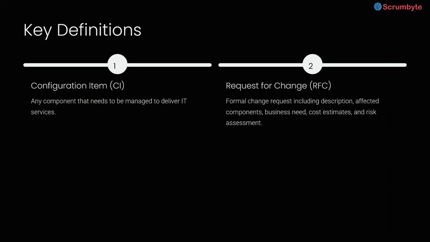One of the most important things in change management is the creation of an RFC. RFC is nothing but a request for change. So when there is a formal request, this has to include a lot of parameters: description, which components are affected, what is the specific business need, cost estimate, who are the resources, and what kind of risk we are taking by making changes. These are all defined in the RFC.